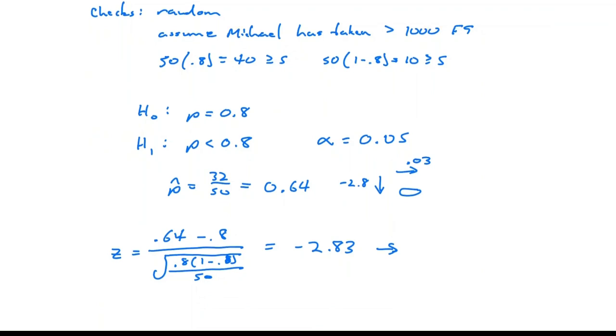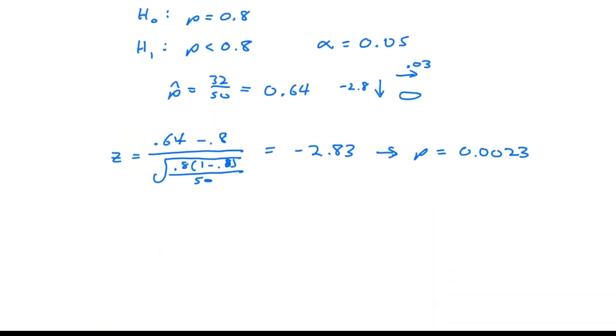In this case, we should find that P is 0.0023. Incredibly small percentage, 0.2%. So remember that what that's saying is that the chance that Michael only made 32 out of 50 free throws, assuming that he's actually an 80% free throw shooter, the probability of that happening by chance is 0.2%, incredibly low. All right. So in this case, because P certainly is less than alpha, we reject the null.